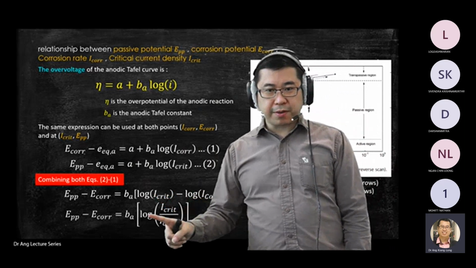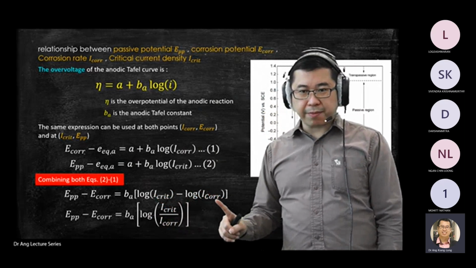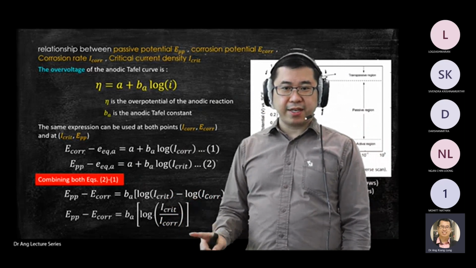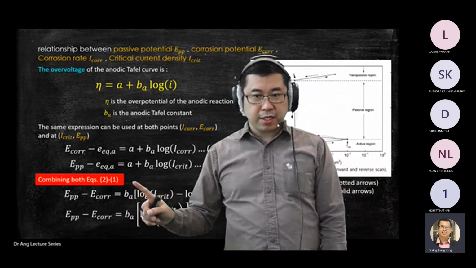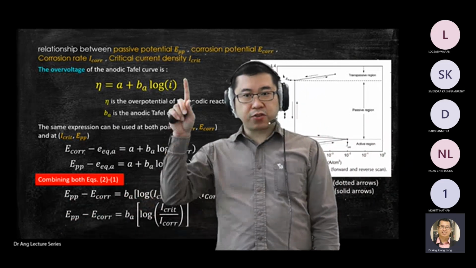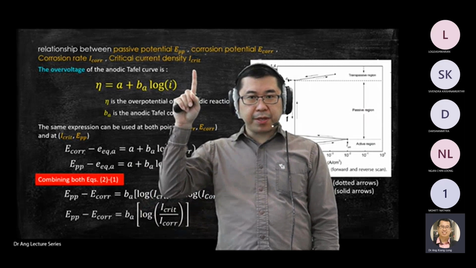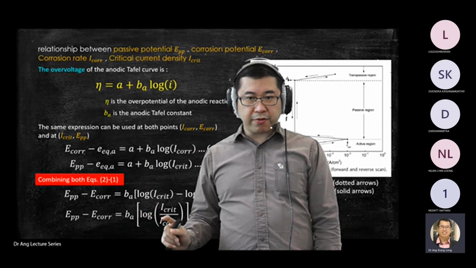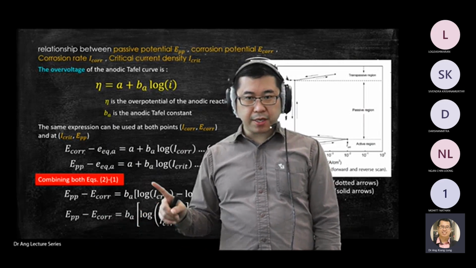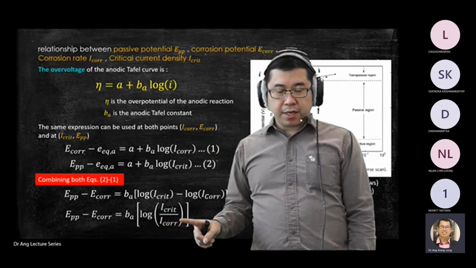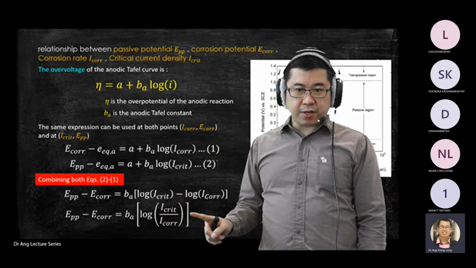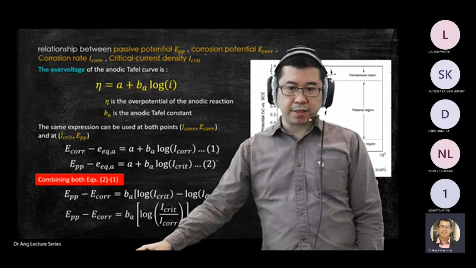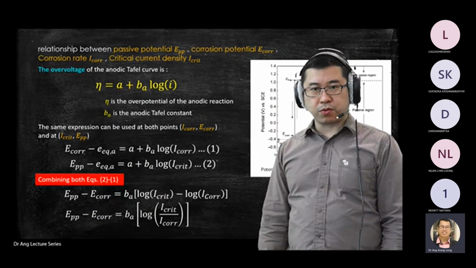Log minus log becomes log of this one divided by this one. All right, this is what you learned in your mathematics, right? Okay, so we arrive at one equation. This equation links these four parameters together: EPP minus E corrosion, a constant value of A, a constant value of B which is a Tafel constant, log I critical and I corrosion. Okay, copy this one somewhere in your notes because you're going to use this one to solve the question.